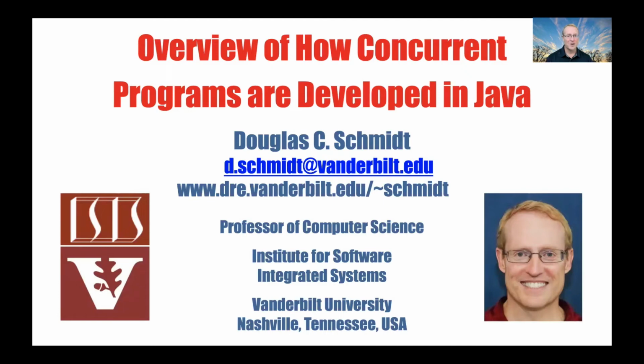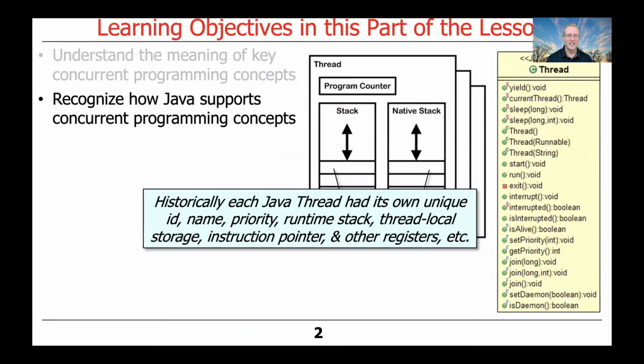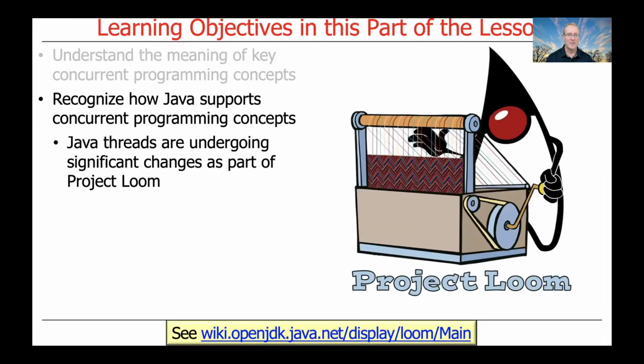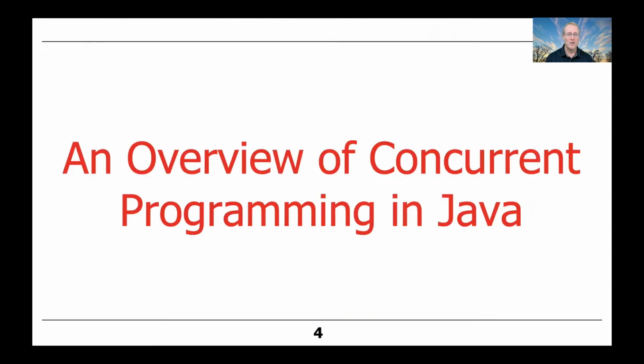Welcome to the next lesson, which gives an overview of how concurrent programs are developed in Java. In this part of the lesson, you'll learn how Java supports the concurrent programming concepts that we covered in the first part of the lesson. Please note that Java threads are undergoing significant changes as part of Project Loom, which will be available in several Java releases from now and will radically overhaul the way in which threading is implemented in Java. We'll focus primarily here on traditional Java threads, but I'll also mention some of the changes that will be occurring as part of Project Loom.